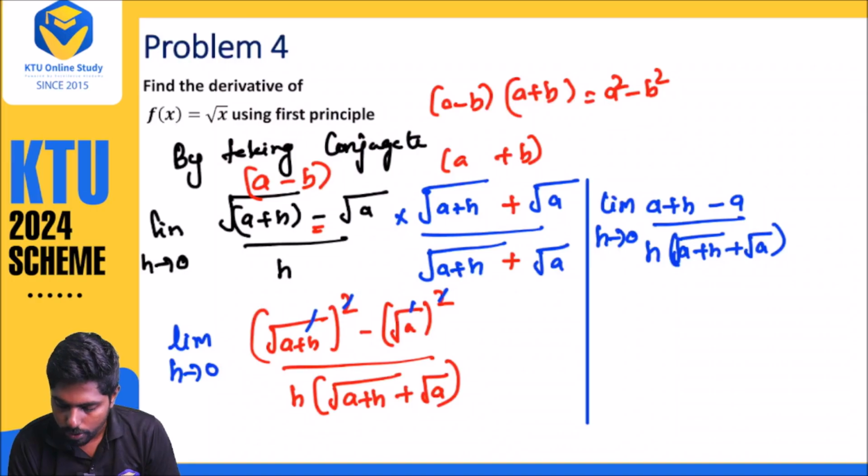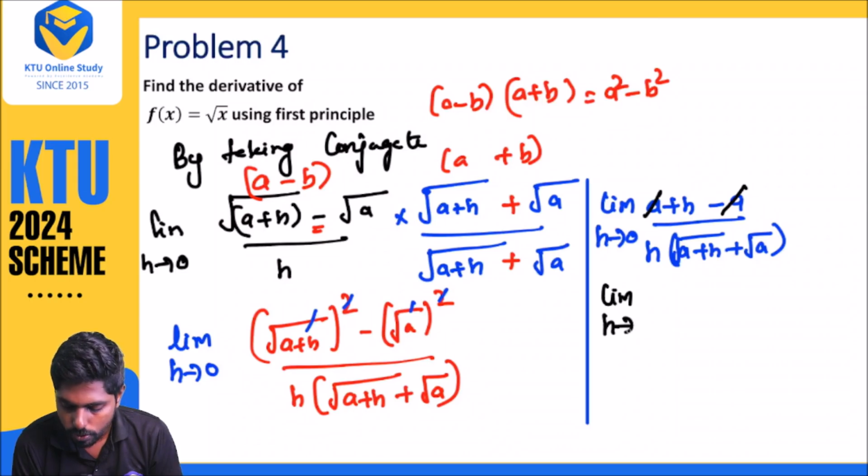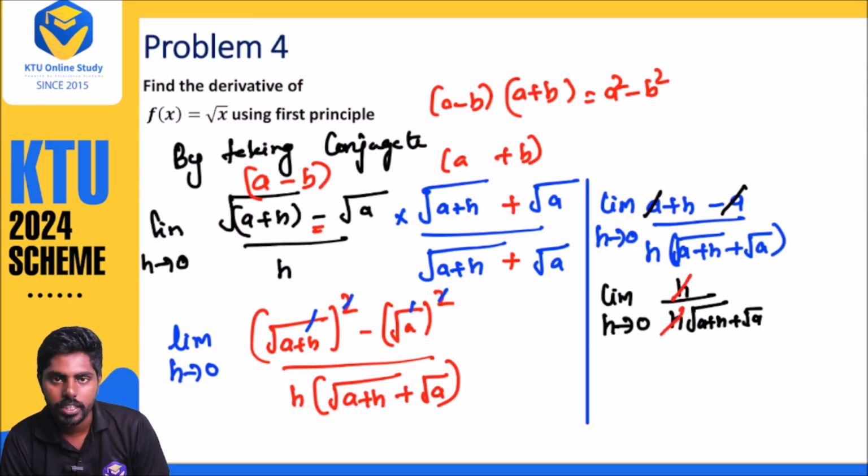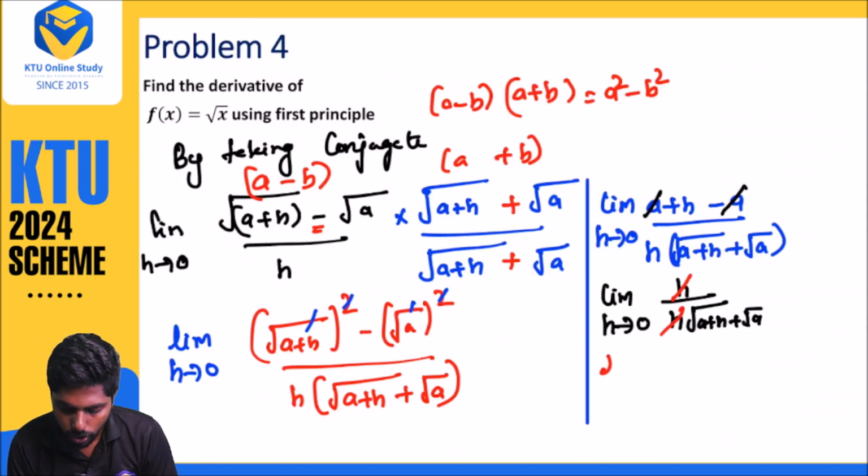Now if you observe very carefully, plus a minus a will be cancelling. So I am getting the limit as h approaches 0 of h divided by h times root of a plus h plus root a. If you observe carefully, this h and this h will be cancelled. Now we have eliminated the h from the denominator. So now the limit as h approaches 0 is 1 by root of a plus h plus root a.